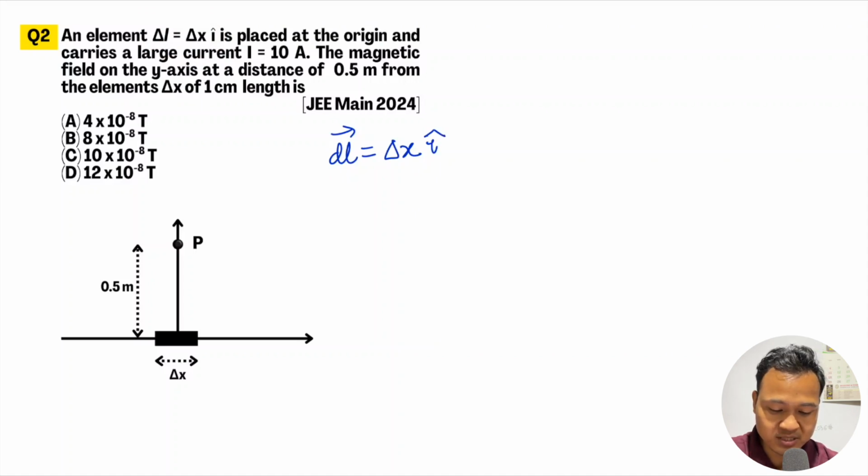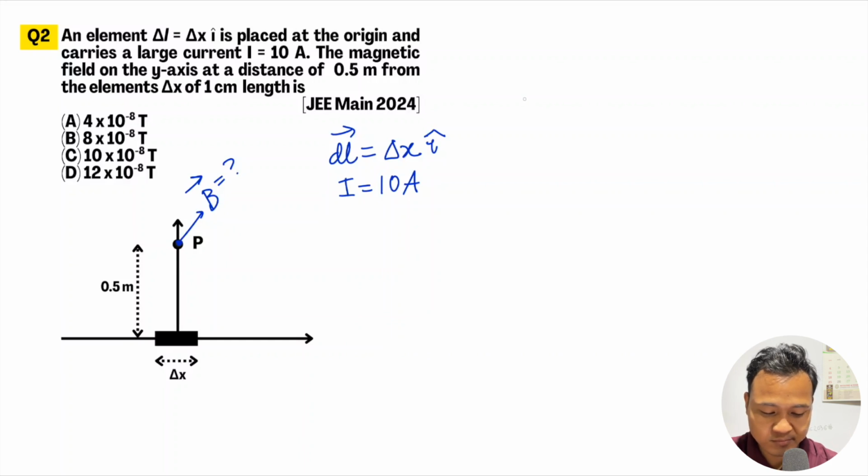Is placed at the origin. A large current I equals 10 ampere. The magnetic field on the y-axis at a distance of 0.5 meter from the given point. So what is B? The element distance delta x is given as 1 centimeter.